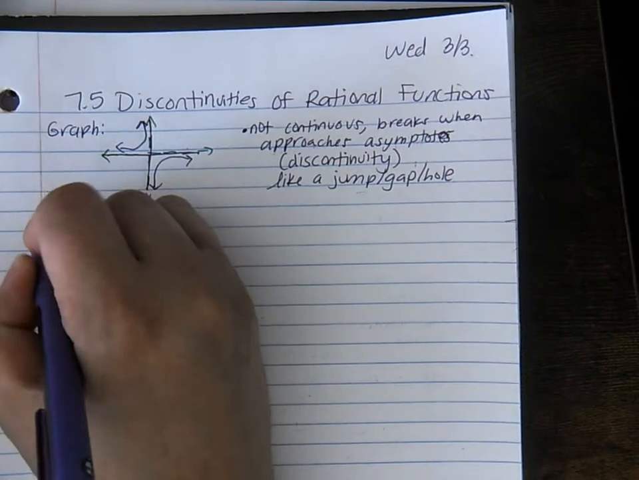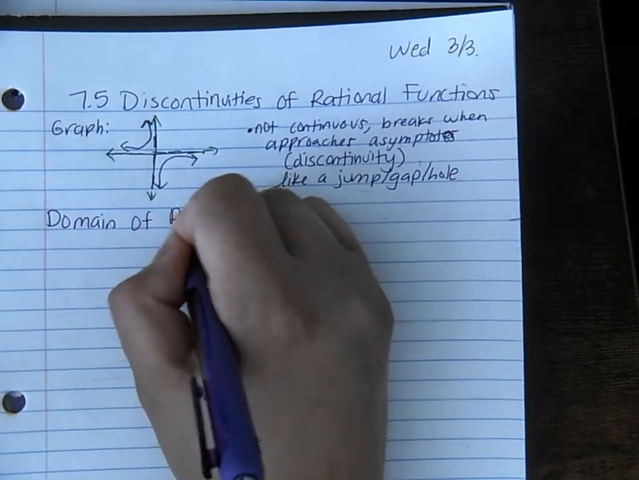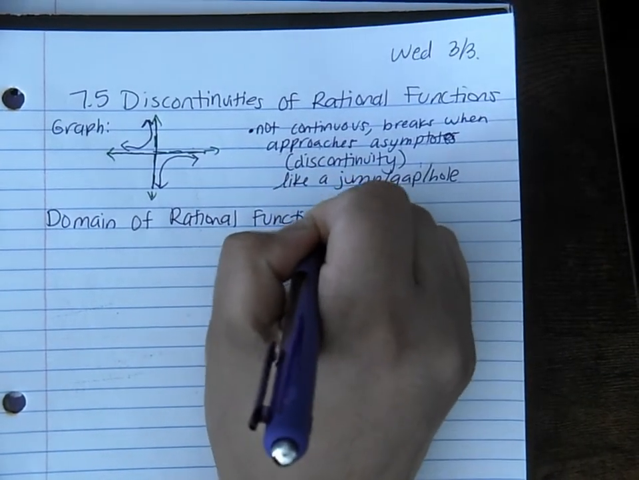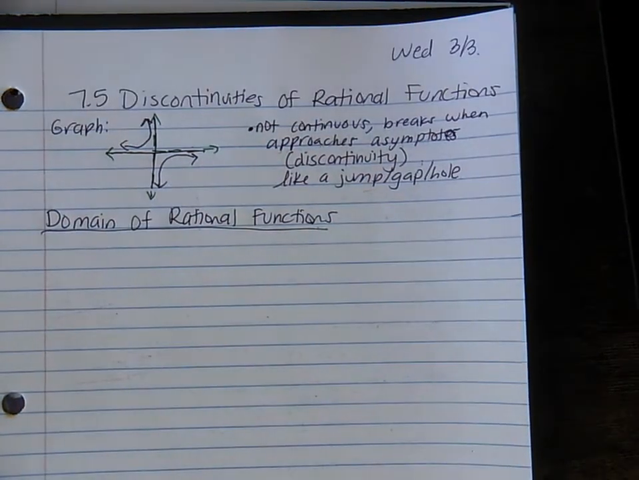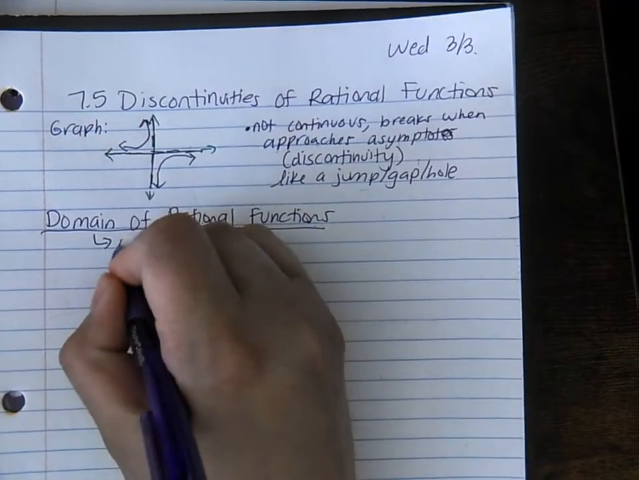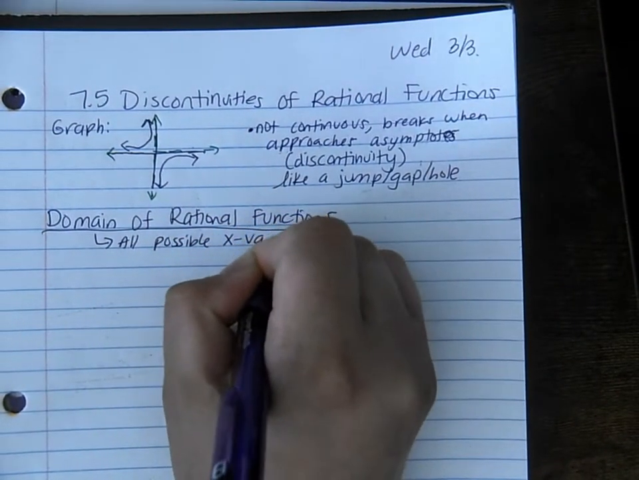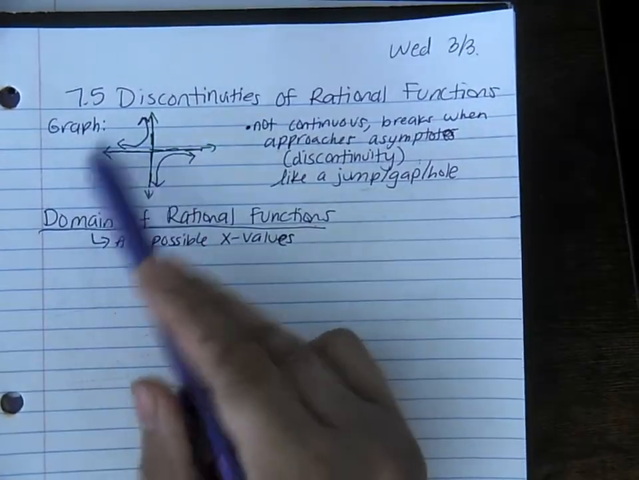Basically anything that's not cohesive, continuous throughout. So to do that, we are going to start with the concept of domain. We've found domains and ranges of different functions. We are going to start with the domain of rational functions, so that it can help us as we understand these discontinuities. If you think back to what domain means, it means all possible x values in any function.